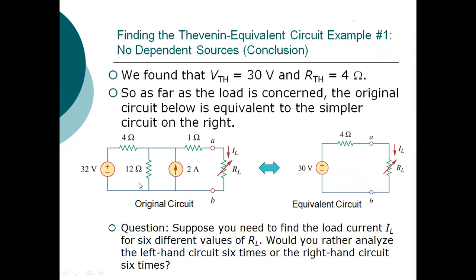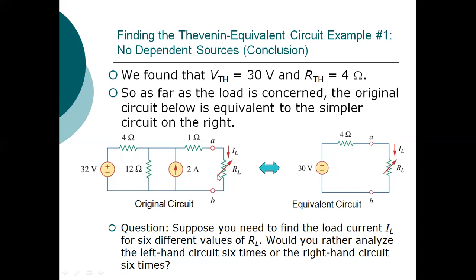So this is the original circuit, and instead of analyzing this whole circuit every time for the values of RL, you only need to analyze this equivalent circuit, which consists of a VTH source having 30 volt and RTH equal to 4 ohm. Now here this RL resistance will change. Now one question I will ask you: suppose you need to find the load current IL for 6 different values of RL.